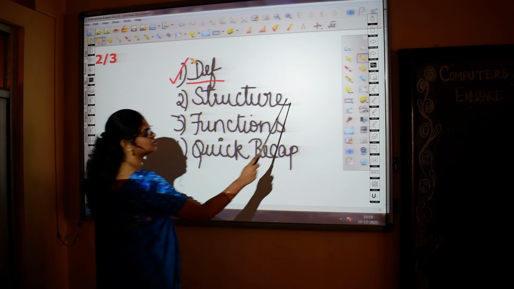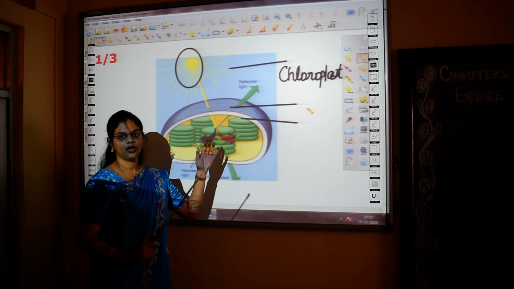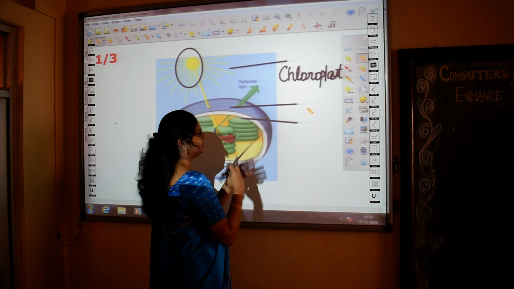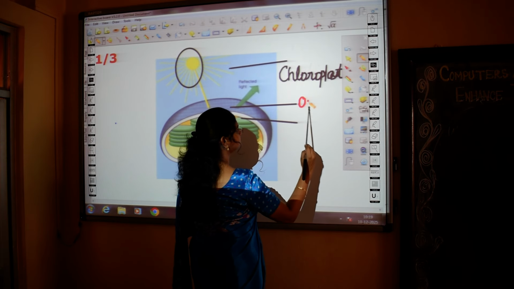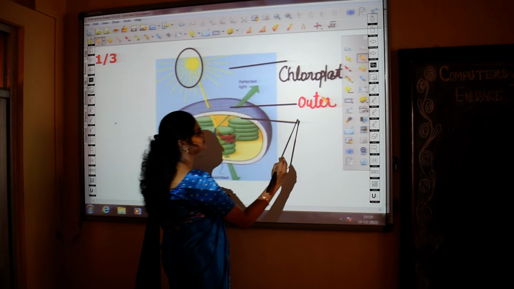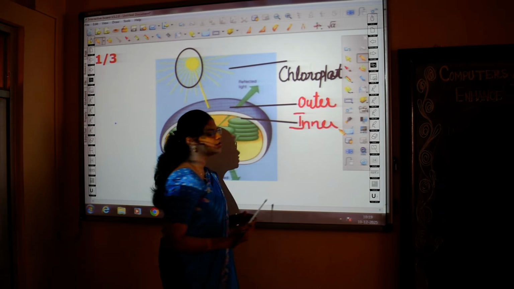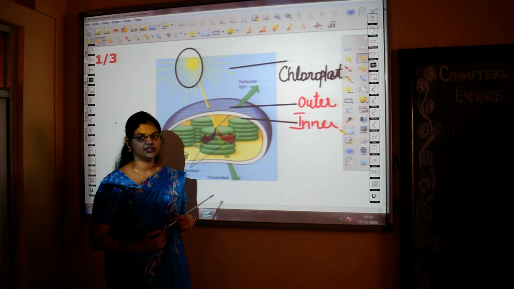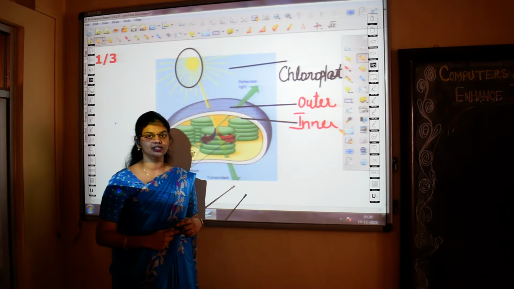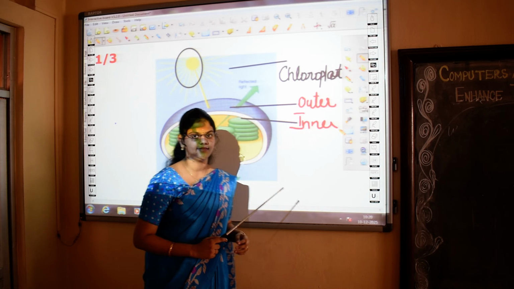Moving on to the structure of chloroplast. The first structure is the outer membrane, and the second one is the inner membrane. The main function of the outer membrane is protection of the organelle, and the function of the inner membrane is transport of materials. So that's all for the functions of the outer and inner membrane.